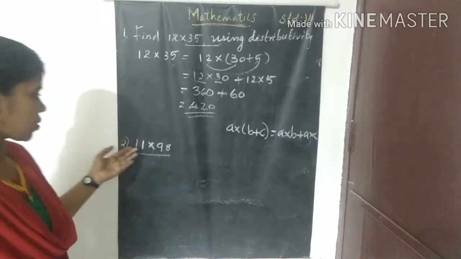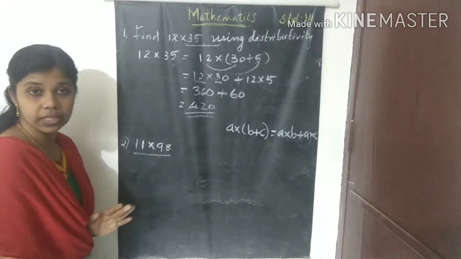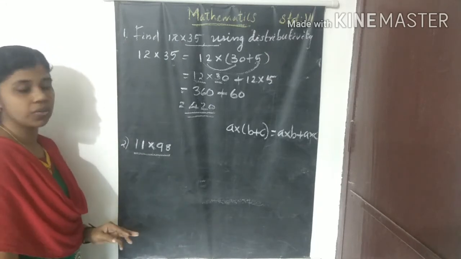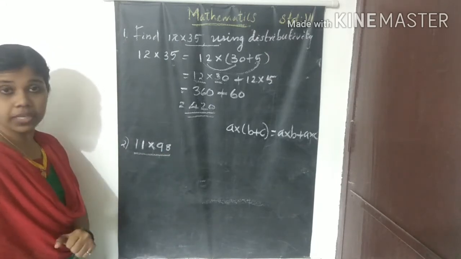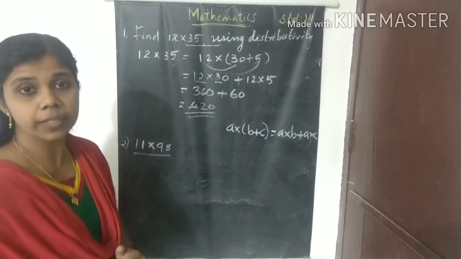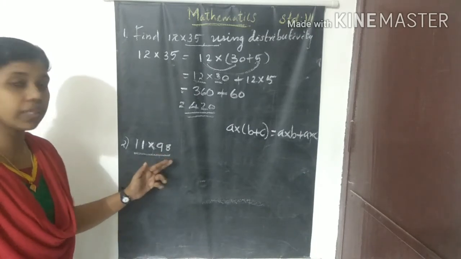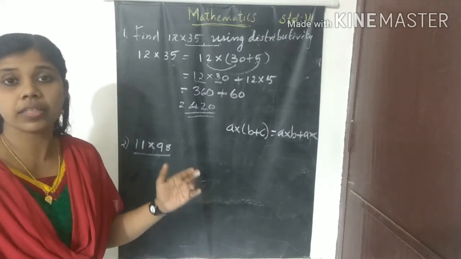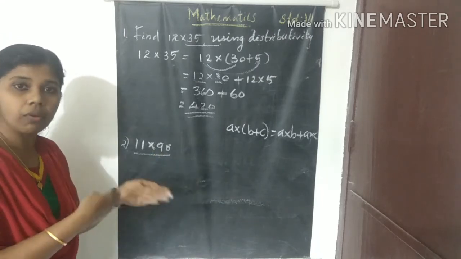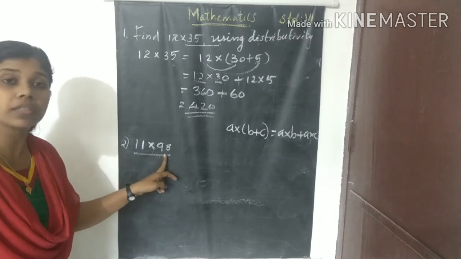Okay, the next one, the same type of question. 11 into 98, that is multiplying two 2-digit numbers. Here the bigger number is 98, so 98 split into what? Two numbers. This is related with 10, 100, 1000, etc. Here 98 is nearest to which number?